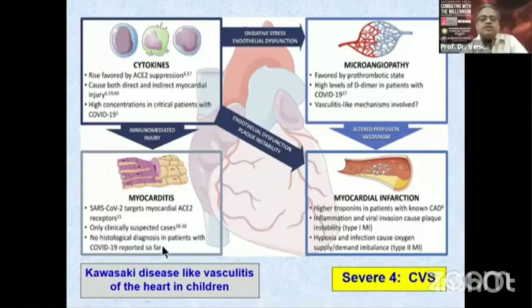It can also cause a viral myocarditis because the SARS-CoV-2 can target the myocardial angiotensin converting enzyme 2 receptors also. In children also, the heart can be affected if there's a Kawasaki disease like vasculitis of the heart, which is essentially an immune mechanism which causes damage to the blood vessels of the heart in children.